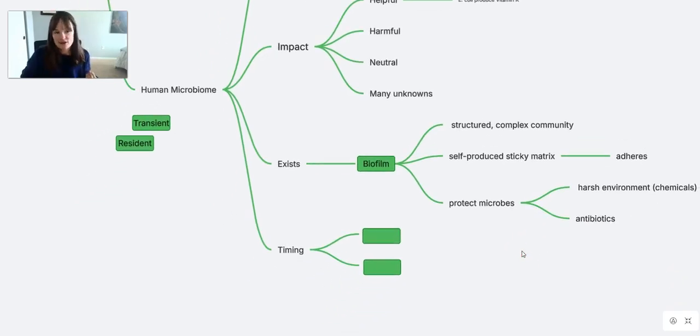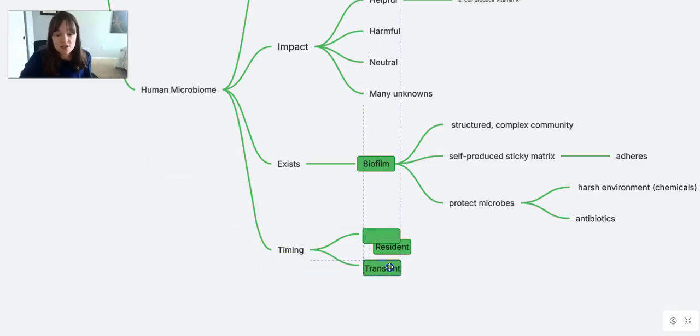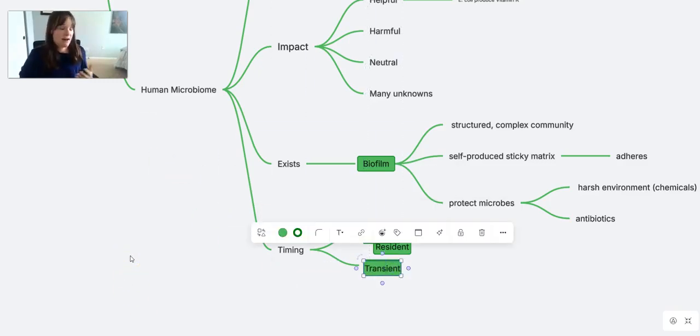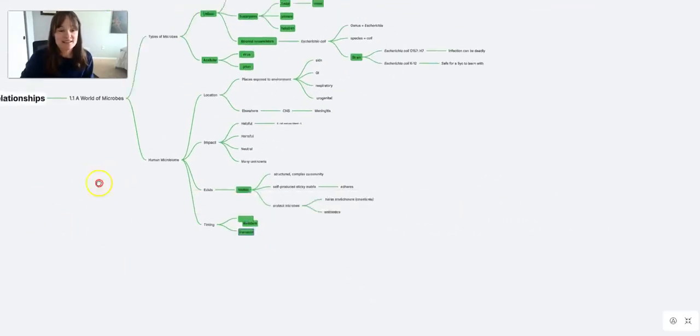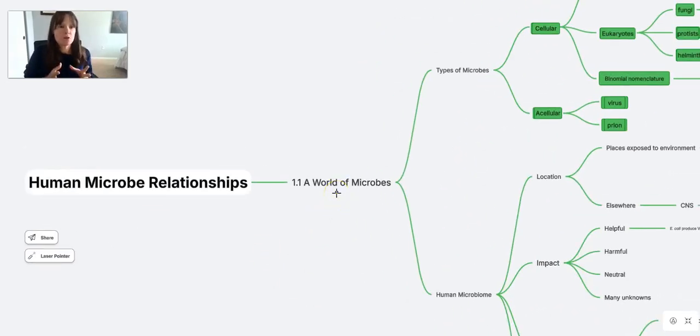The basic timing of microbes in our life will be resident, those microbes that live on our body throughout our lives. It's pretty typical to see them. And then transient, ones that come and go. Maybe you have it for a little bit because you're sick and then your immune system fights it off, or you get on antibiotics and it goes away. All right, so let's zoom back out. In this activity, we learned about the world of microbes in a very introductory way. We talked about the types of microbes that you might experience as a healthcare worker and the human microbiome and how that relates to medicine.